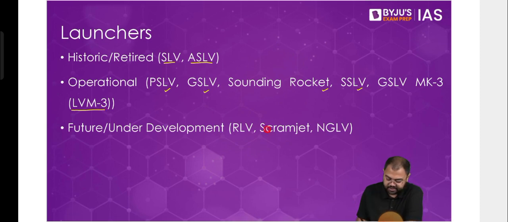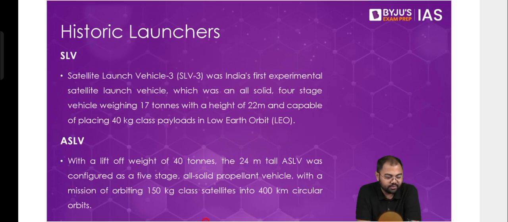And then there are the ones which are under development right now. We have reusable launch vehicles, scramjet, and next gen launch vehicle. So these are the set of launchers that India has. Let's have a look at all of them one by one. First, we have all the historic launchers.